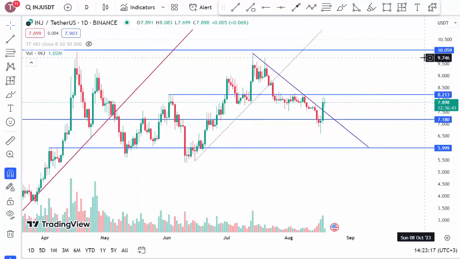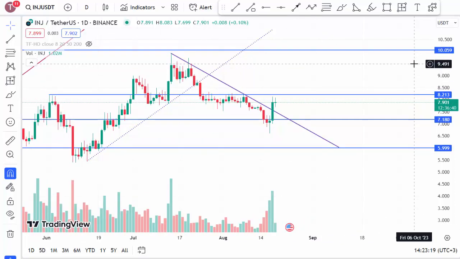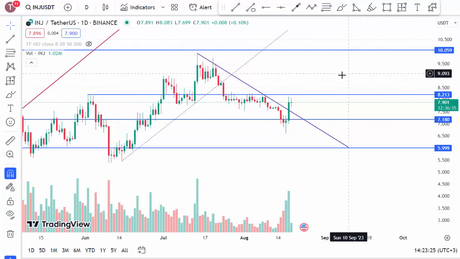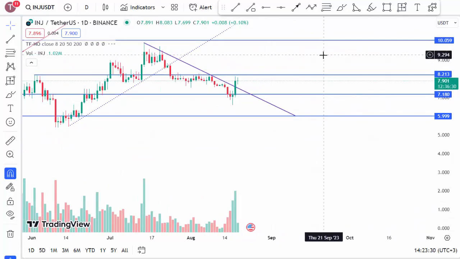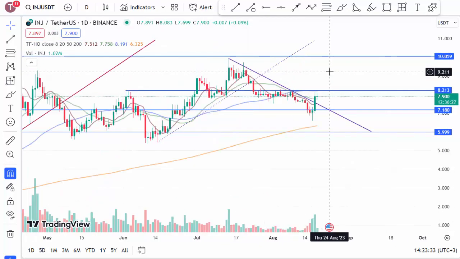It hasn't been breached for a long time, and we cannot confirm that it's broken yet. If this level is broken, we have a path to $10. We can certainly expect it to rise to this level. This is how we can analyze support and resistance.